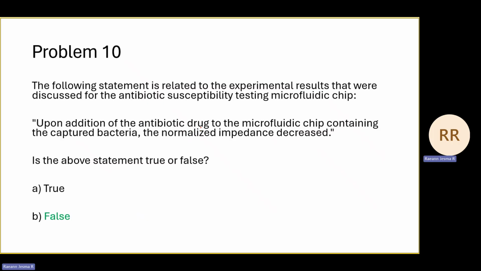When the antibiotic concentration is increased, the amount of bacteria present in the cell culture will start to decrease because the bacteria will start to die. So there will be less charge in the sample solution, and this will cause some change in the normalized impedance. As the bacteria cells die, the impedance will decrease. However, there is another thing upon addition of the antibiotic drug, that is what is mentioned.